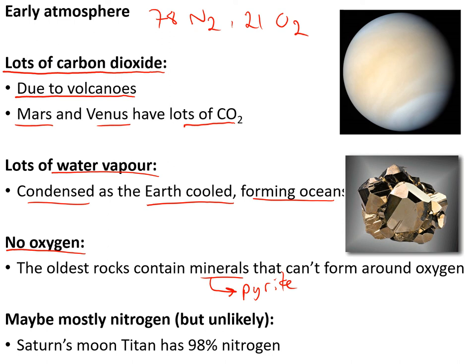However, there are some people that say that actually maybe the atmosphere was mostly nitrogen. And the reason some people think that is because if we look at, say, Saturn's moon Titan, Titan's atmosphere now is 98% nitrogen. But some people think that is less likely because Titan is quite different to the Earth. Titan is largely an icy world rather than a rocky world. So it's more likely to have been carbon dioxide because we're more similar to Mars and Venus than we are to Titan.